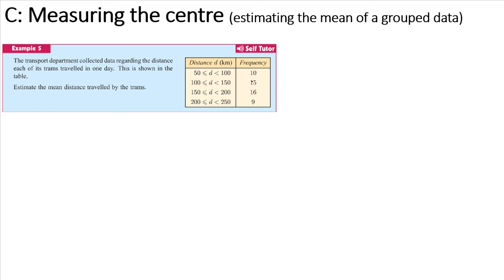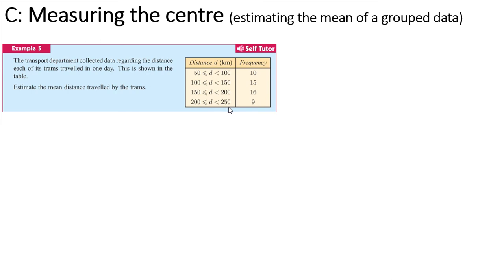To do that, we have to find the interval midpoints, because here we have a frequency of 10, which means that 10 trams traveled a distance between 50 and 100, and 15 trams traveled a distance between 100 and 150. Here 16 trams traveled a distance between 150 and 200, and 9 trams traveled a distance between 200 and 250.